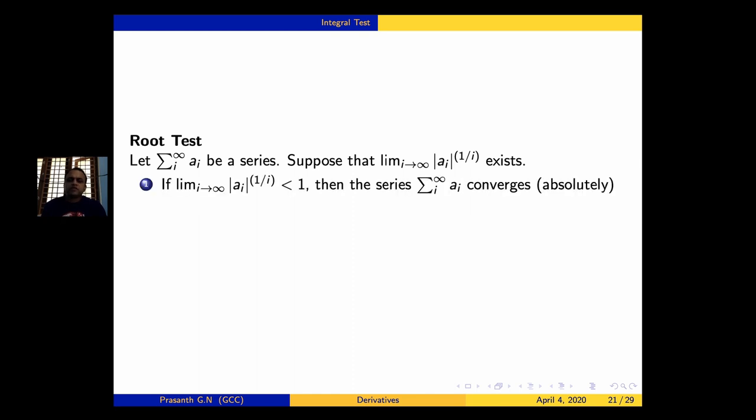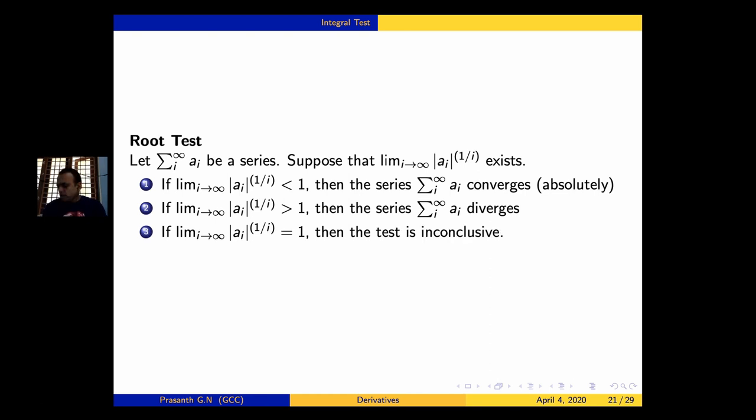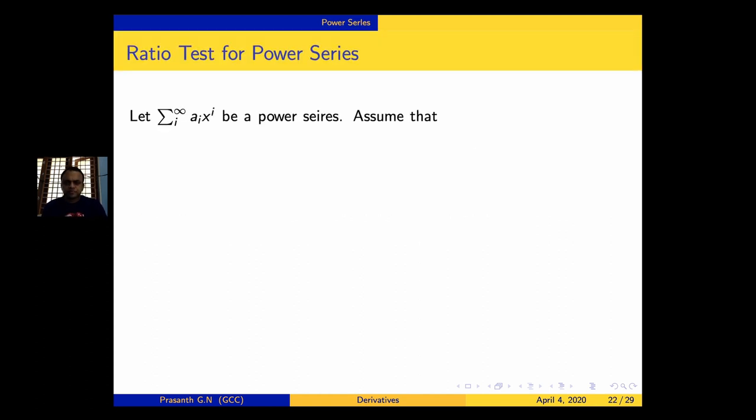If the limit as i tends to infinity of modulus of a_i raised to 1 by i is less than 1, then the series will converge. Every time the limit is less than 1, the corresponding series will converge, no doubt about that. If it is greater than 1, then the series will diverge. And if it is equal to 1, our test will not give us the desired result. That means the series may converge or diverge; it will not tell us.